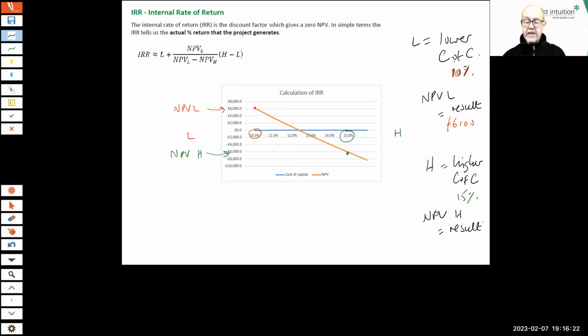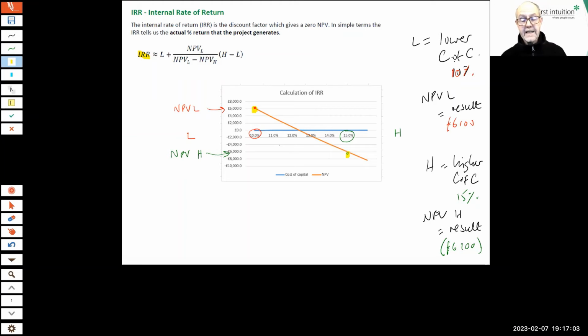Eventually, we reach a point where we discount it so heavily, and as has happened here, we end up with a negative figure. And in this case, this is actually about minus 6,100. So logically, the IRR has to be somewhere between a cost of capital that gives a substantial positive result and another that gives a substantial negative, and the actual IRR will be in between the two.